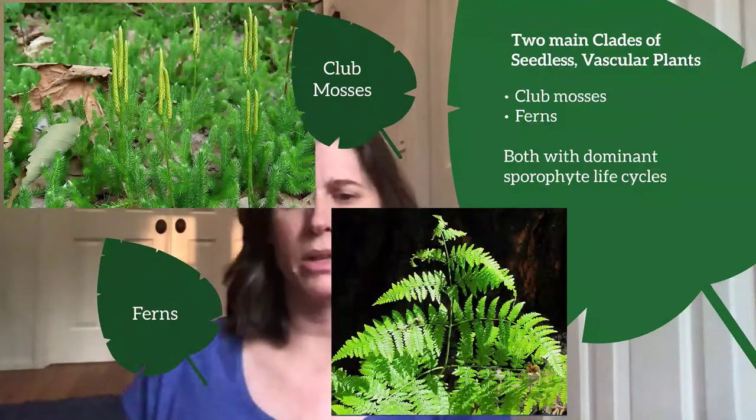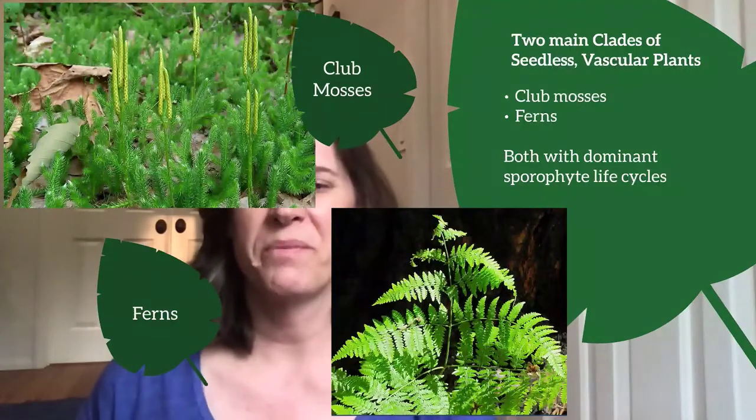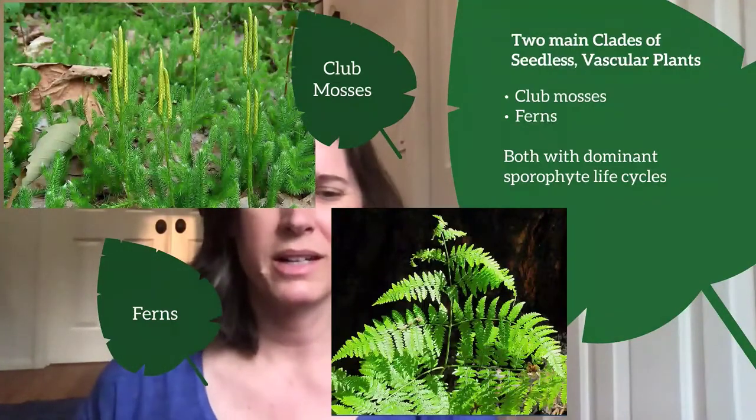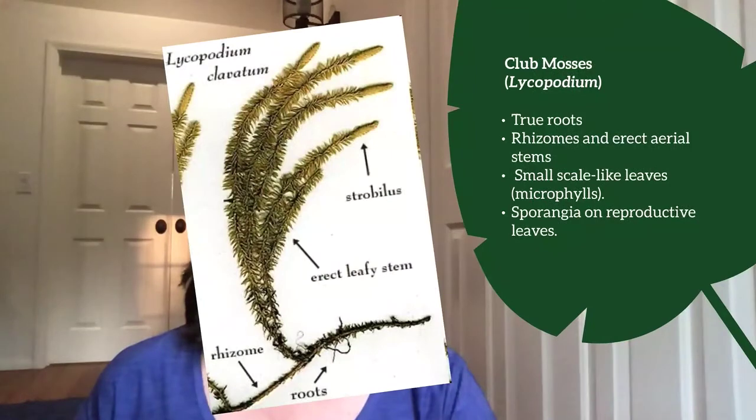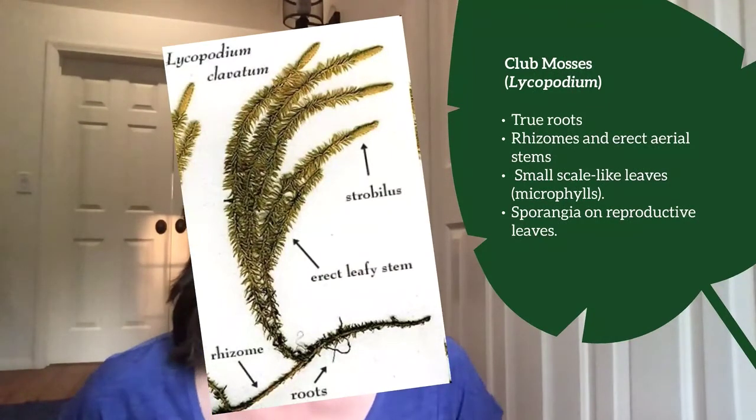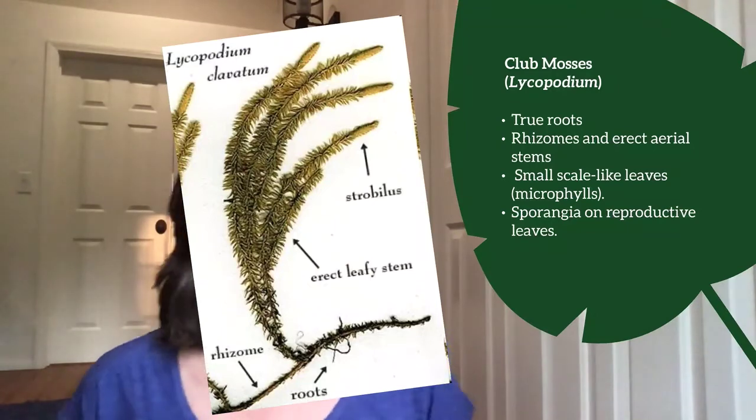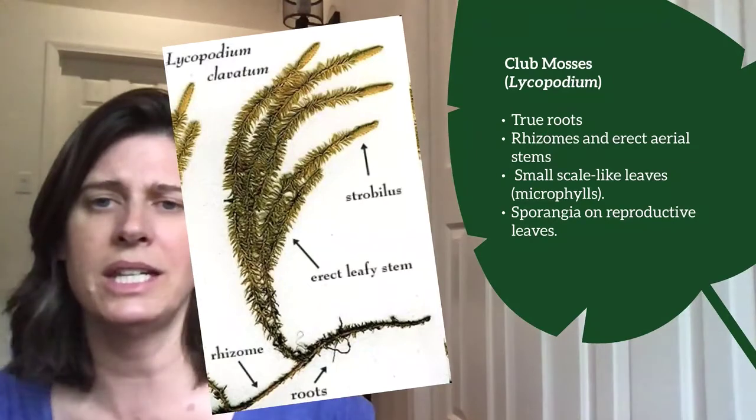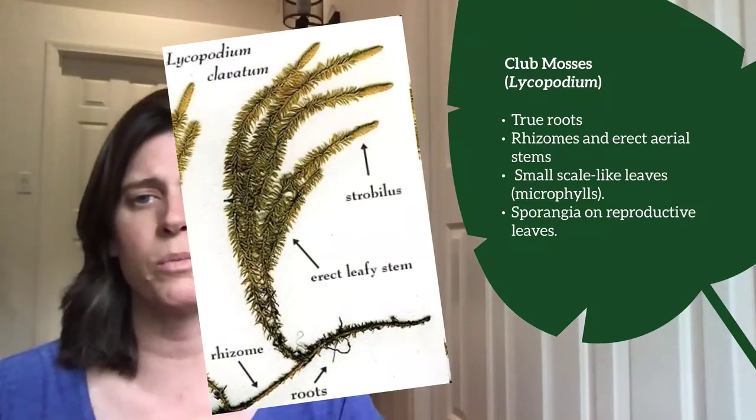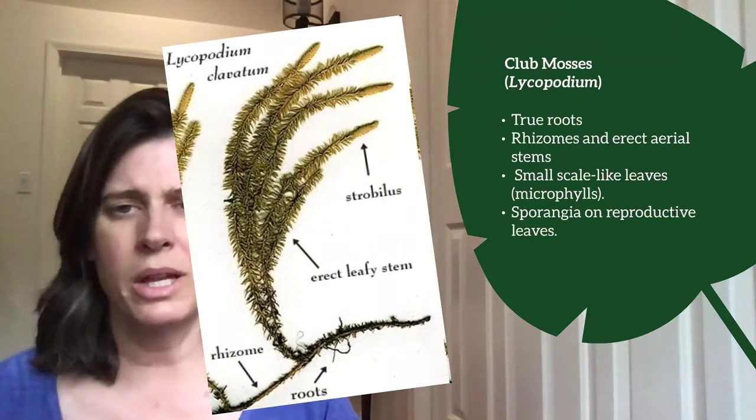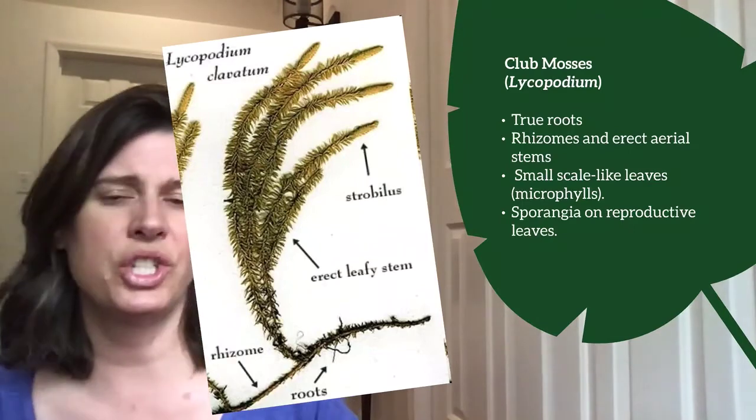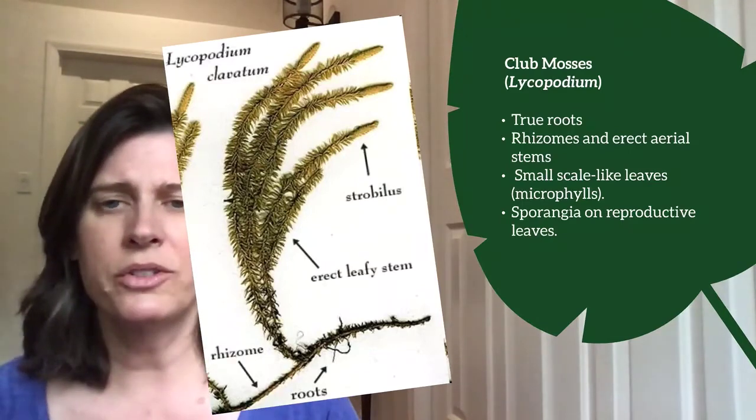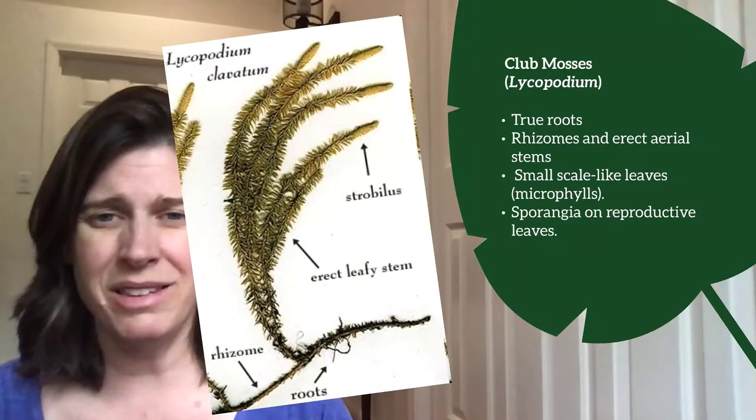Oh, I gotta move my little plant over. So ferns are at the bottom there. But let's look at club mosses first. There are about 1,200 species in existence today. If the species is alive today, we say it's extant, E-X-T-A-N-T, an extant species. Club mosses is a general name for it. They're also known as ground pines.